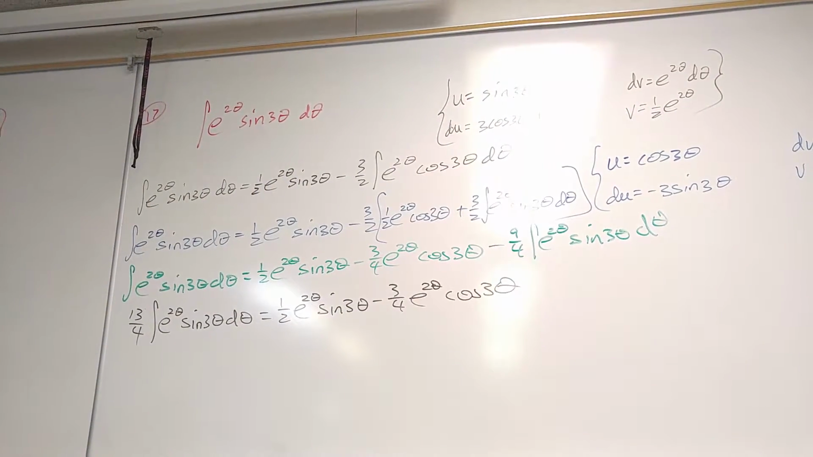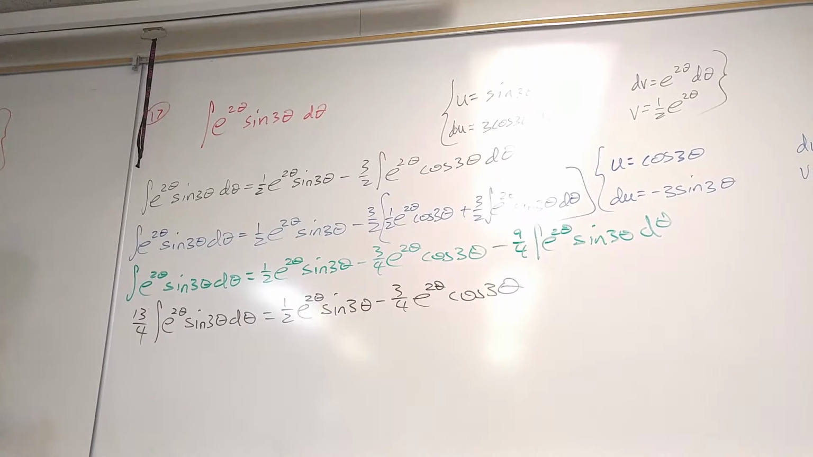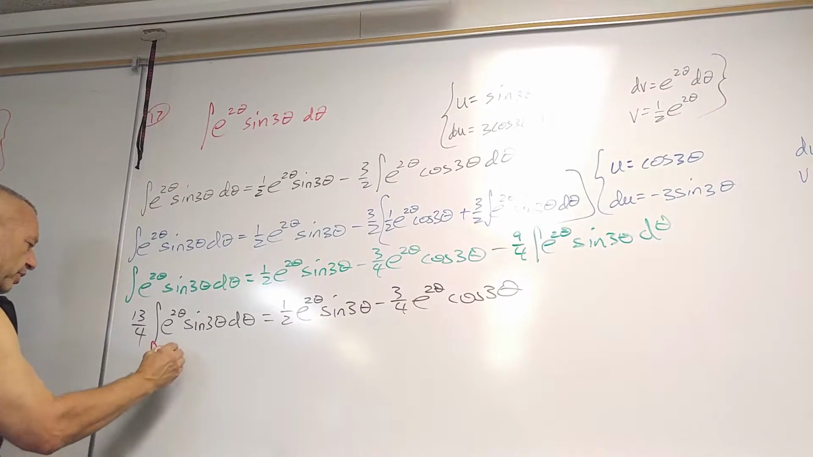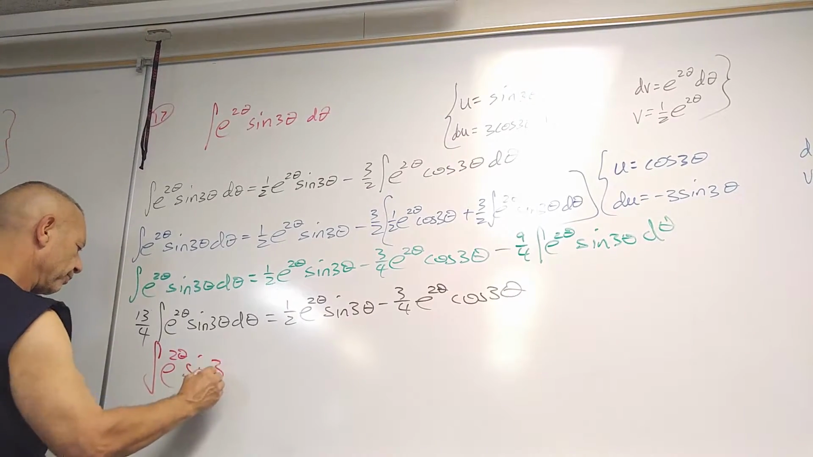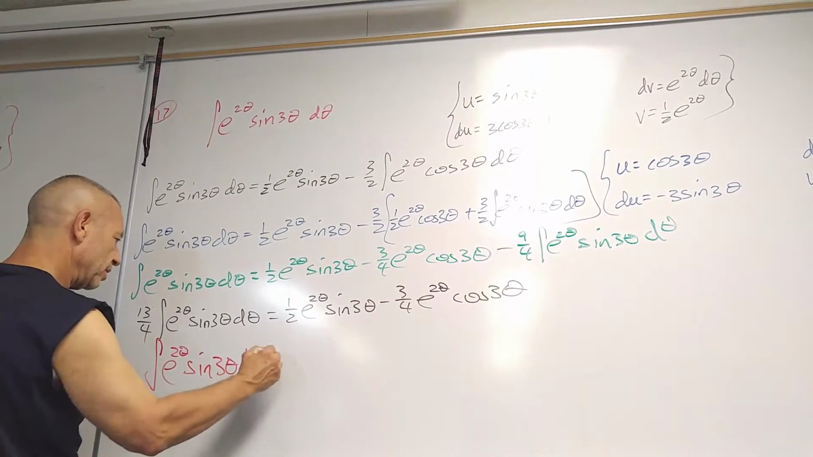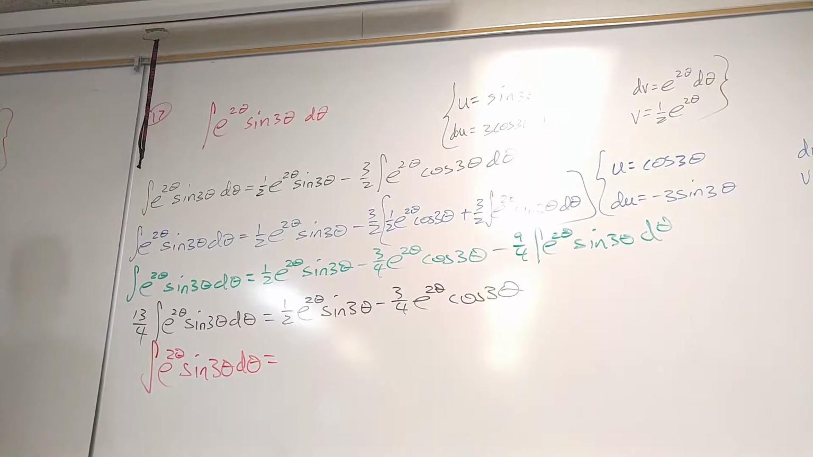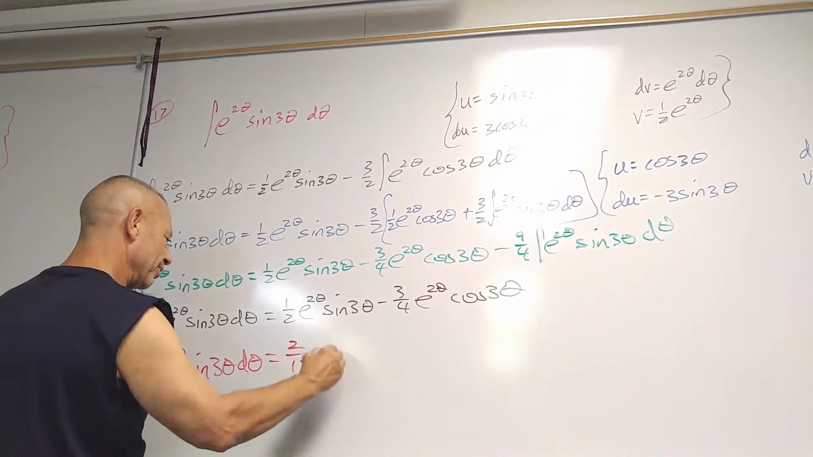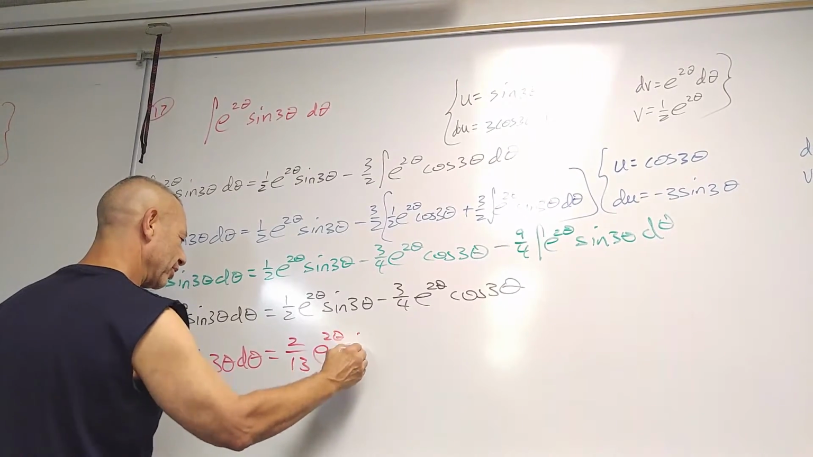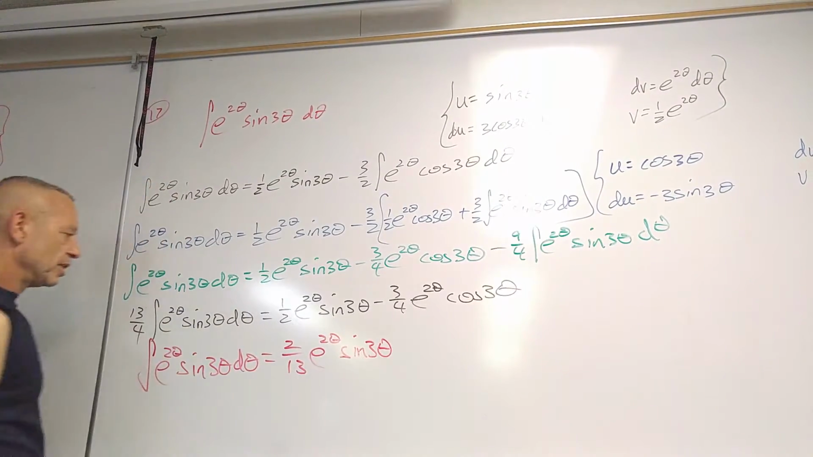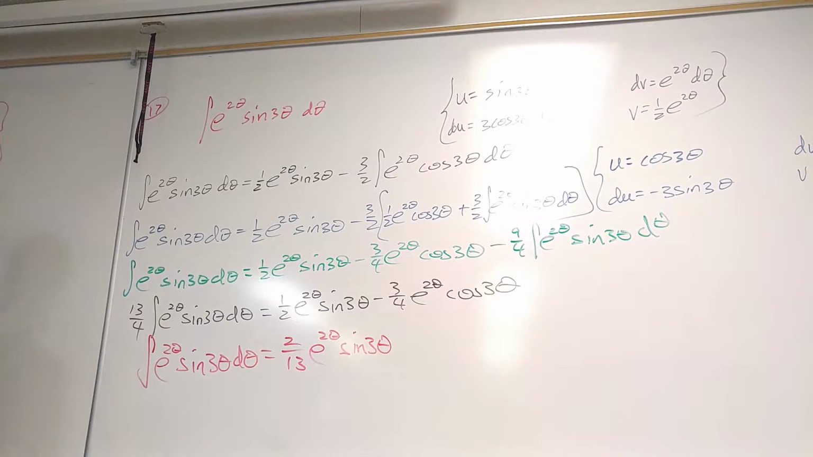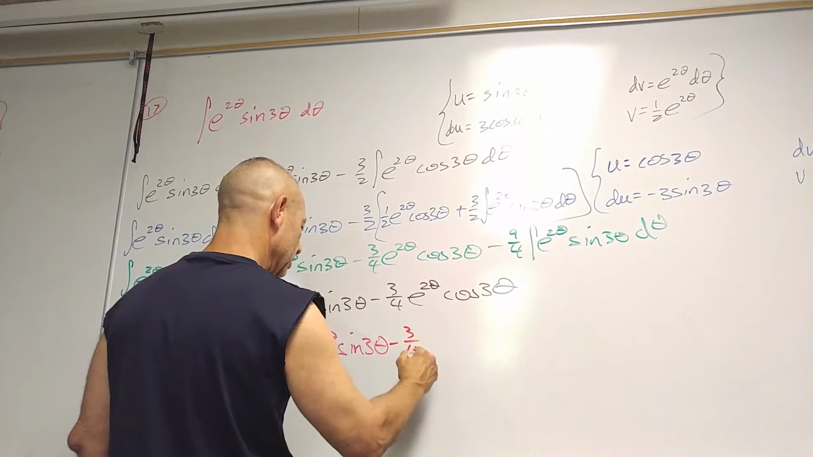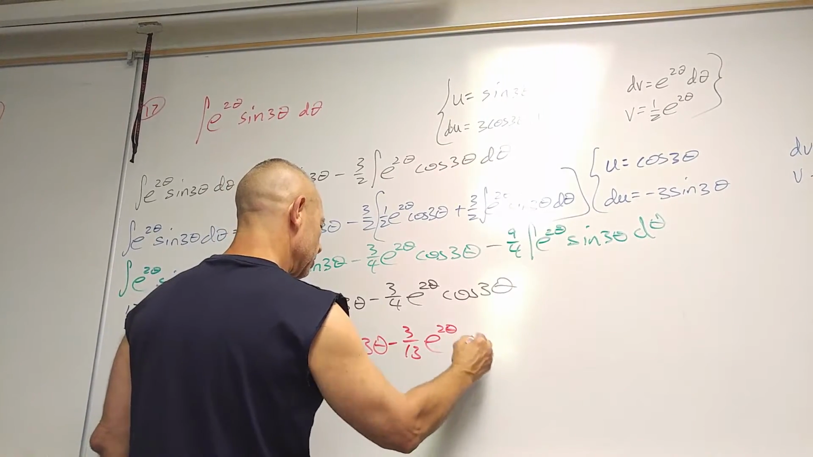And all we have to do now is multiply through by 4/13. Is that correct? We'll be done. The integral of e to the 2 theta sine 3 theta d theta. And what will that give me? 2/13. Nice round even numbers. E to the 2 theta sine 3 theta. And then 3/13 negative e to the 2 theta cosine 3 theta.